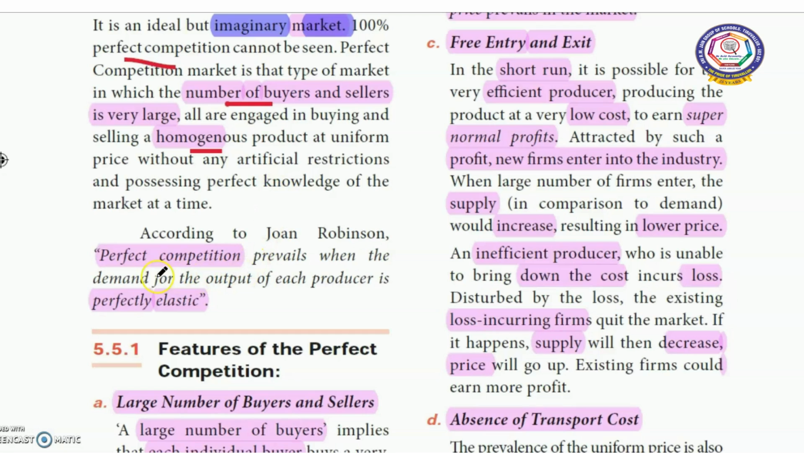According to Joan Robinson, perfect competition prevails when the demand for the output of each producer is perfectly elastic. So when the demand for the output is continuous, and if it is not disturbed by any market forces, then the competition will be perfect and each producer's demand will be perfectly elastic.